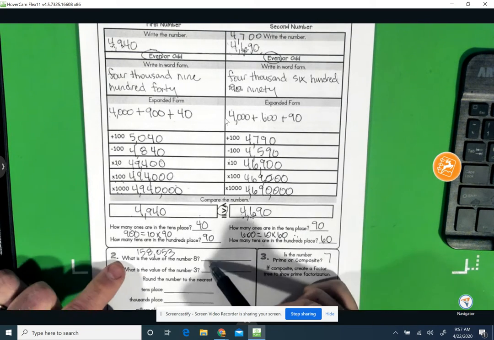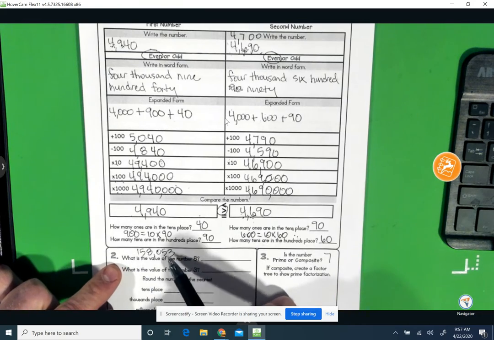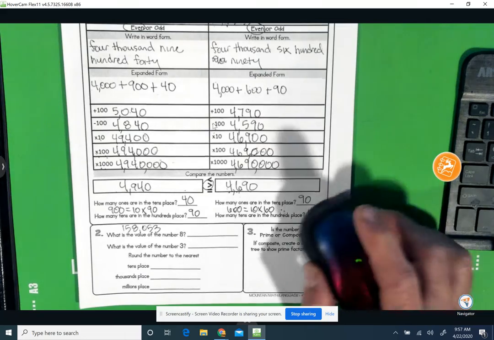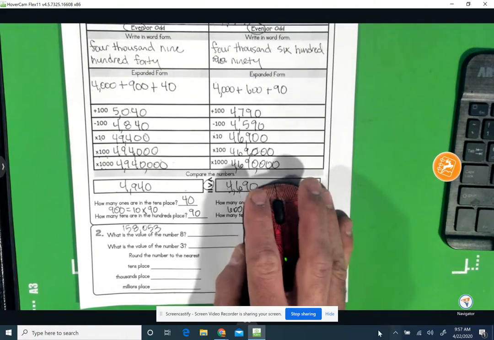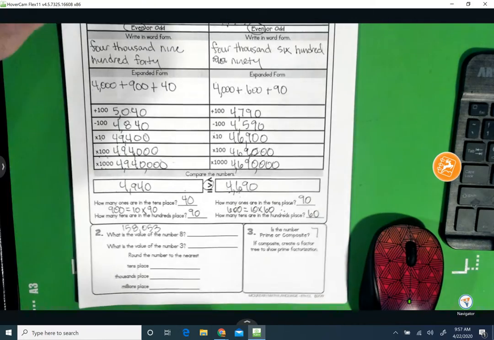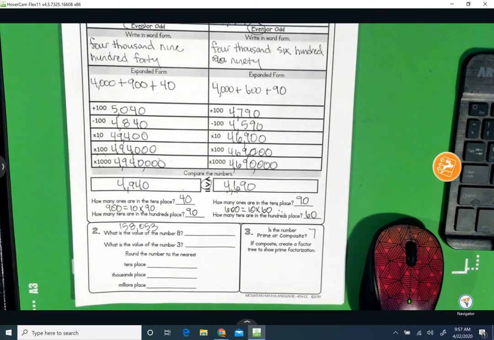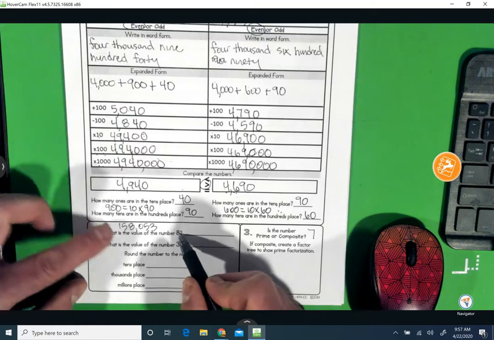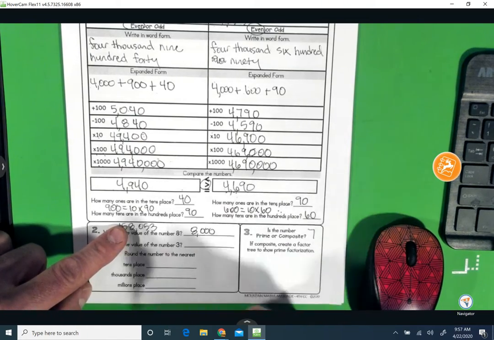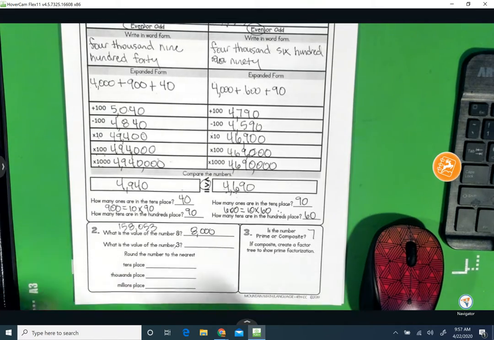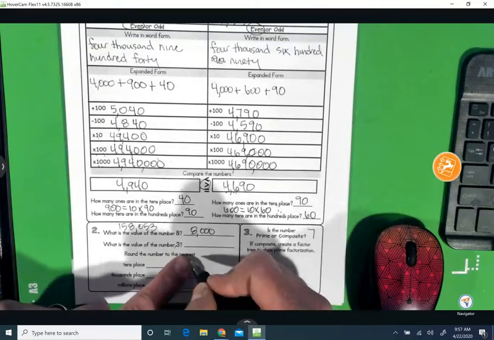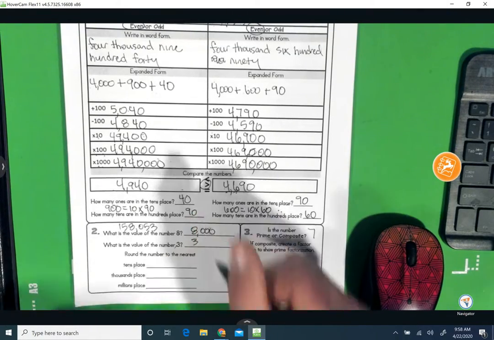Alrighty. Looking at 158,053 for number 2. We are looking for the value of the 8, and we are looking for the value of the 3. Same thing for every single time you do number 2 in Mountain Math. The value of the 8 is in the thousands place. That value is 8,000. The value of the number 3, well, the number 3 here sits in the ones place. The value of 3 ones is 3.